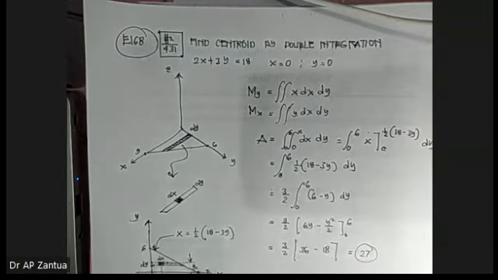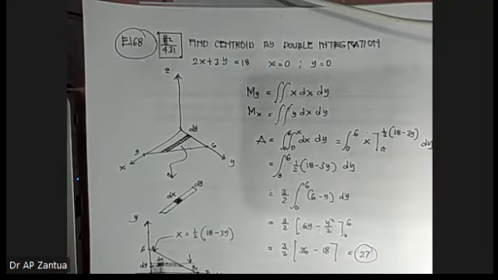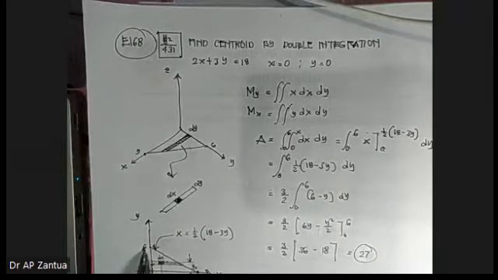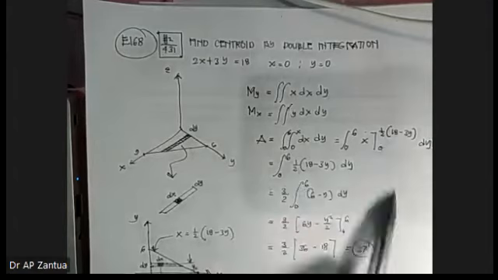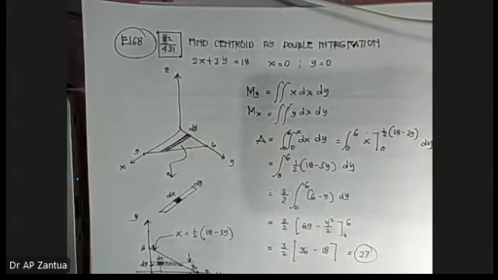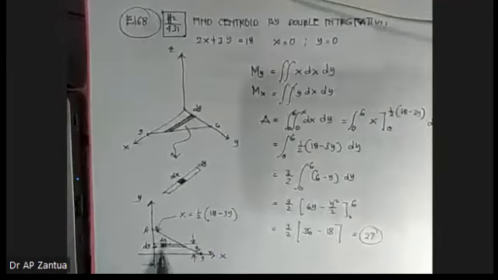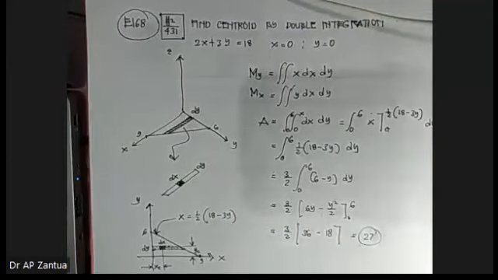That is only a triangle. So the area of the triangle is 6 times 9 over 2, or 6 divided by 2 is 3 times 9, 27. So this is the double integration of area. But you can determine it right away because this is an ordinary triangle. The area is 27.